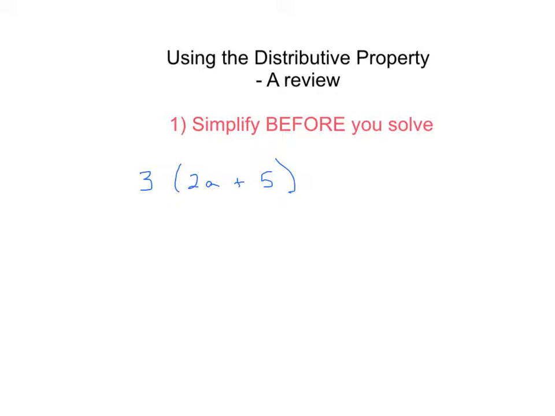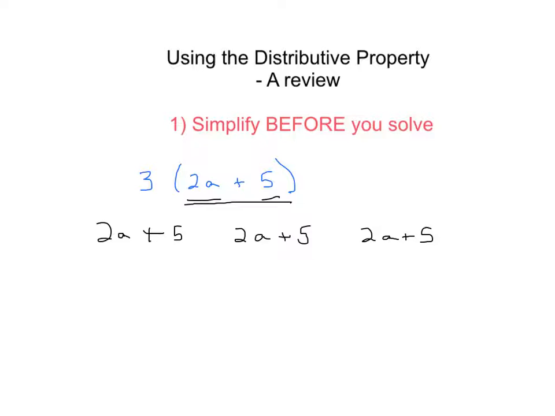For example, we have 3 times, and then in a group, 2a plus 5, and we signify that group with the parentheses. So we don't have 3 2a's and we don't have 3 5's, but we actually have 3 of the entire group. So if we think of that as having one group of 2a plus 5 and a second group of 2a plus 5 and a third group of 2a plus 5, you can see how it's all three groups.